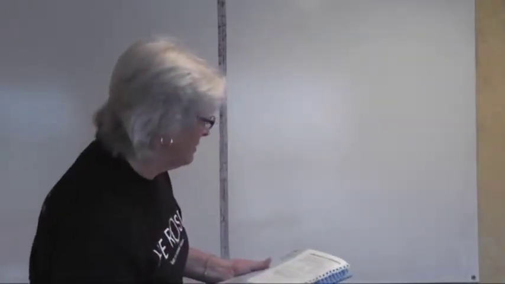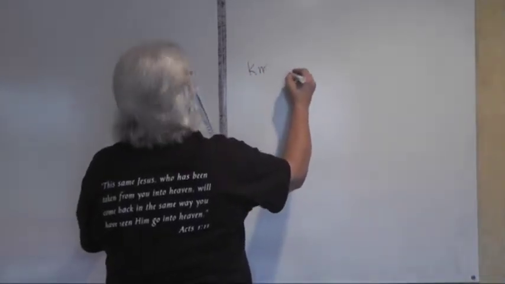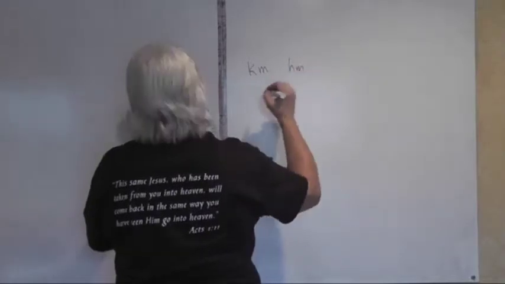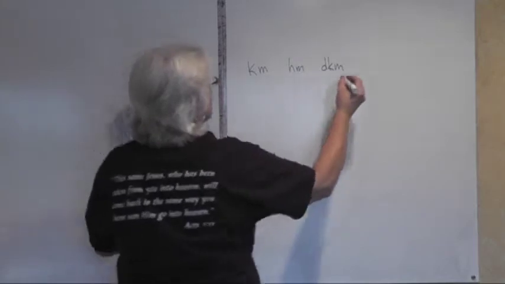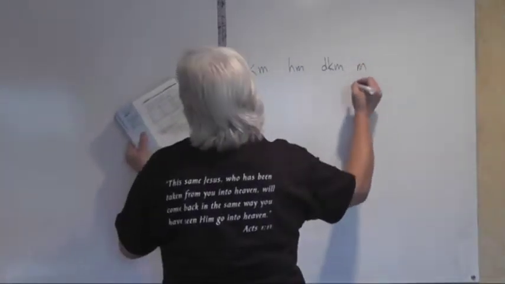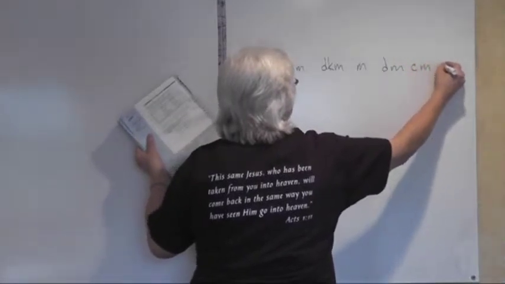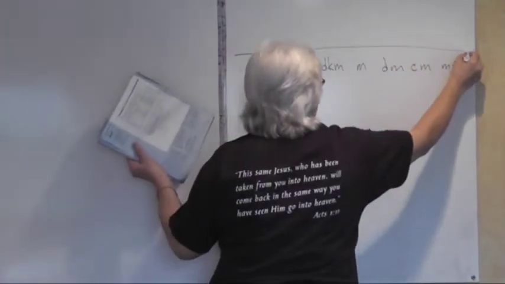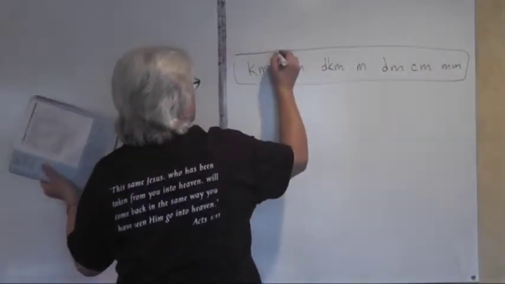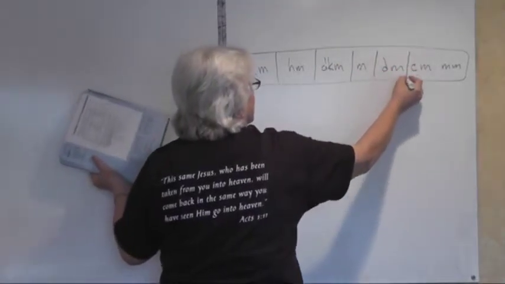And now is when it would be very nice if I actually had a remote control on my camcorder, but I don't. Kilometers, hectometer, decameter, meter, decimeter, centimeter, and millimeter. And this is all found in your book. You have this little chart here that they have written for you.